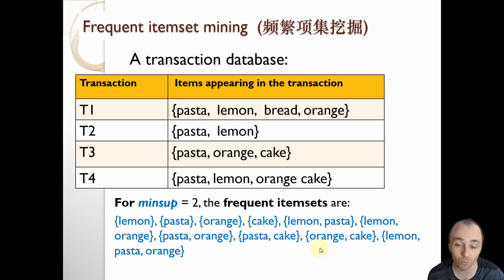Let's take another one, like orange and cake. Orange and cake, and orange and cake. So 2 times, at least 2. So orange and cake is a frequent item set. I explained this before in another video. I will not explain the details too much again, but this is just a review.